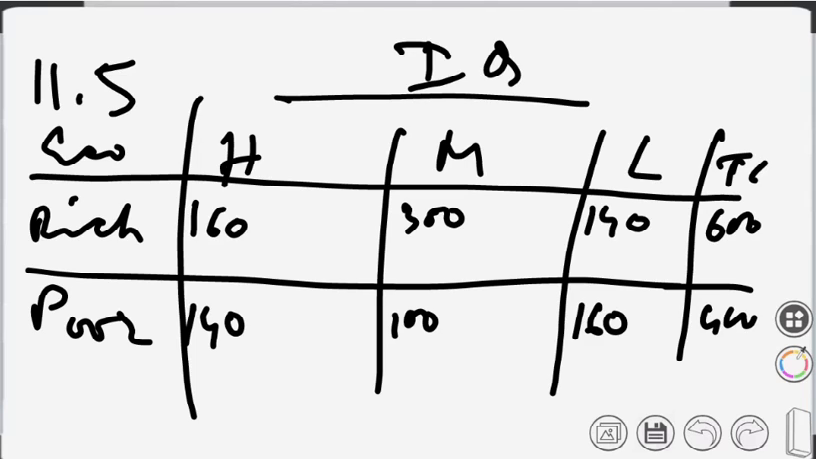Similarly, 140 poor students have a high IQ level and 100 poor students have this level. So can it be said that we find any association between economic condition and level of IQ? So what should be the null hypothesis?